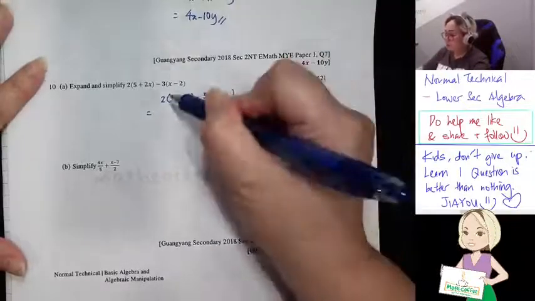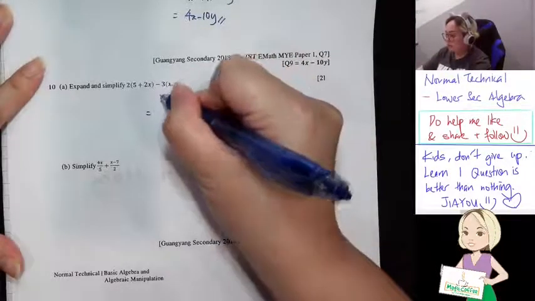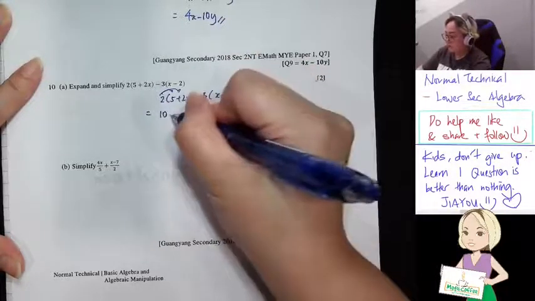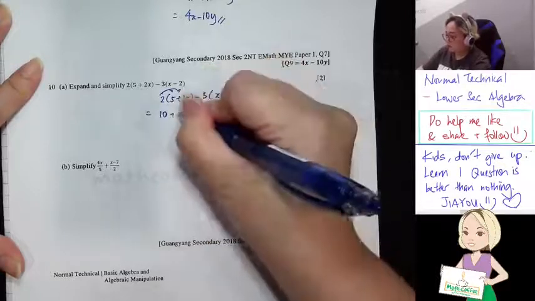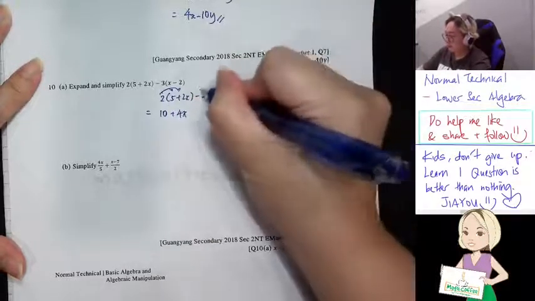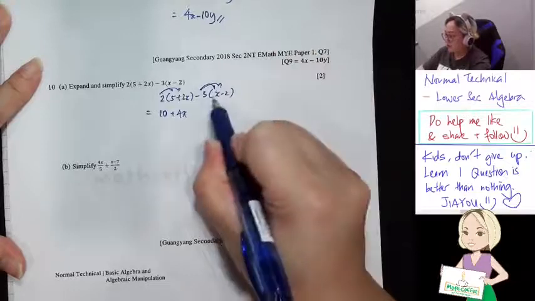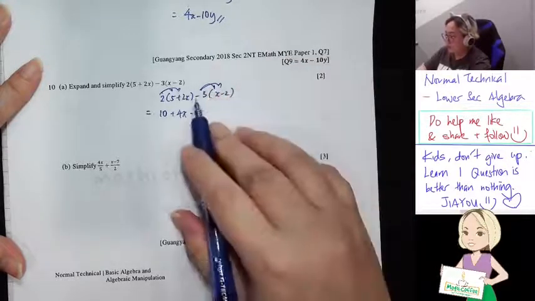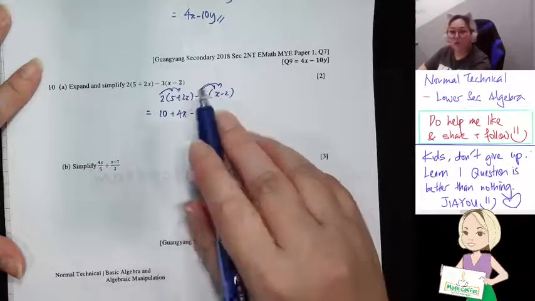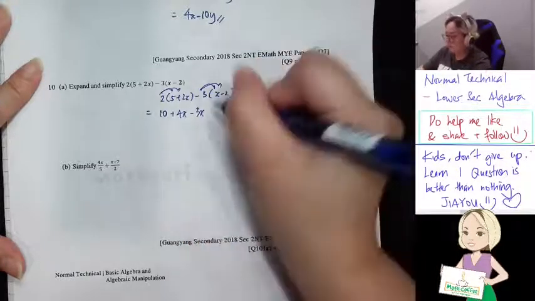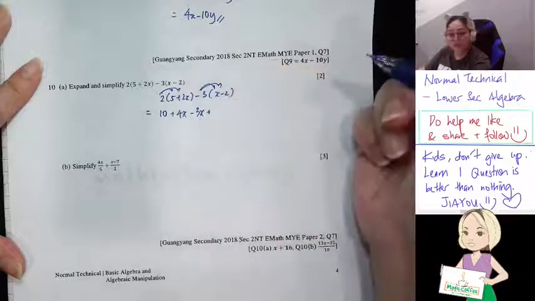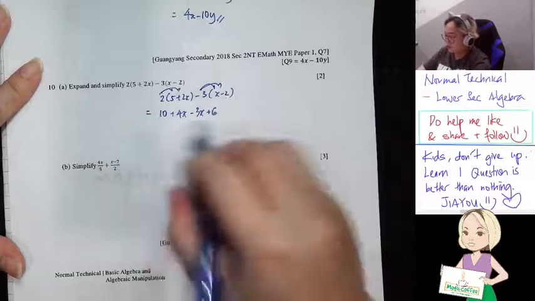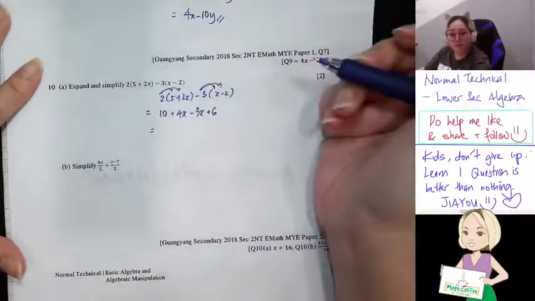Okay, so I'm going to do rainbow. So 2 times 5, we get 10. Positive times positive, plus 2 times 2x, 4x. Now this rainbow over here. So negative times plus, negative. 3 times x, 3x. Negative times negative, take note, negative times negative, so it is plus. So 3 times 2, 6. So all you need to do is group the like terms together.